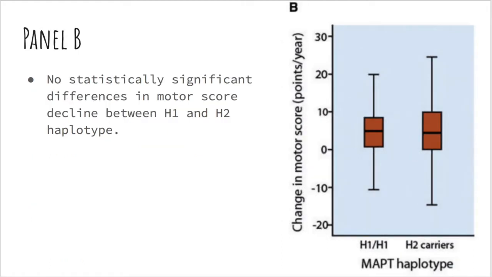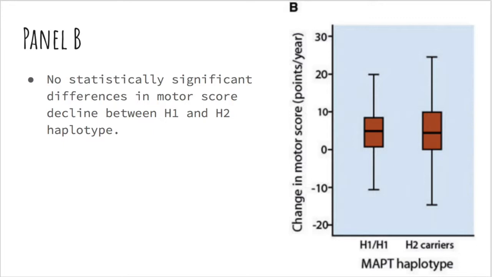Next, we have two box and whisker plots, only now we're looking at scores on a motor skills assessment that had been done for the same subjects, again looking for change over the course of a year. However, the experimenters actually found that there was no statistically significant difference between the two mapped haplotypes and that there was no significant effect on rate of change in the motor performance.